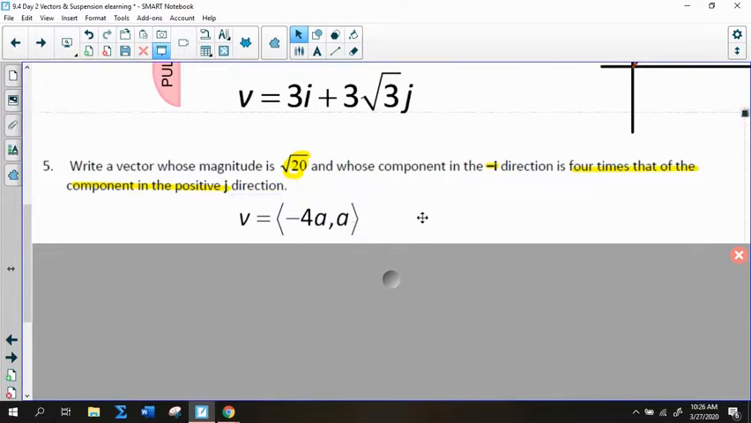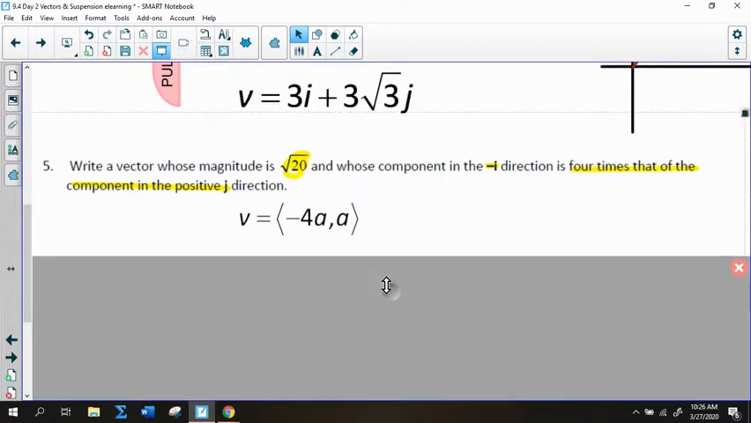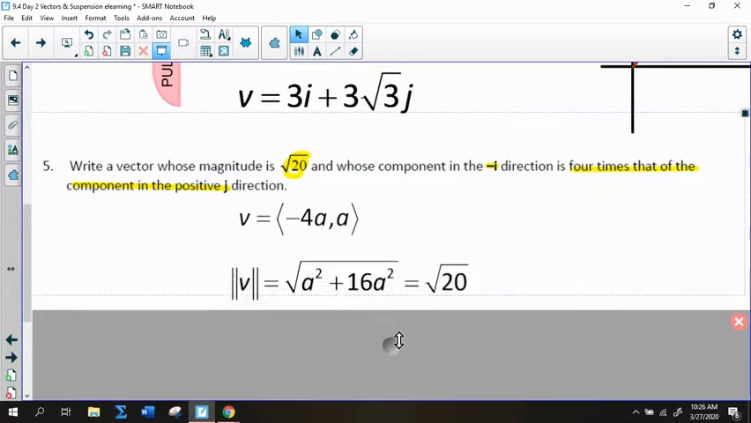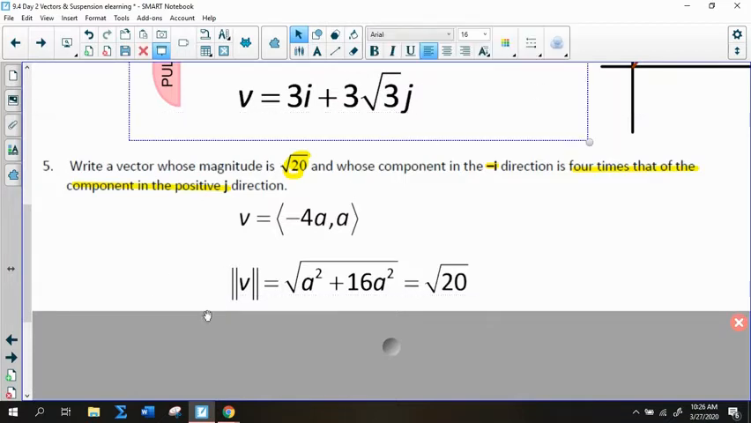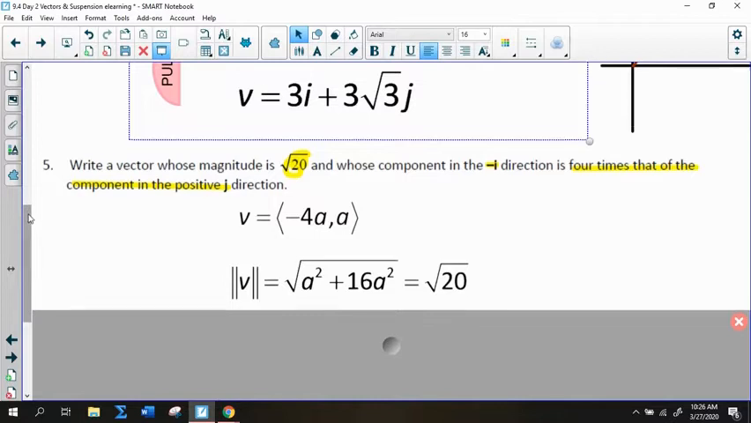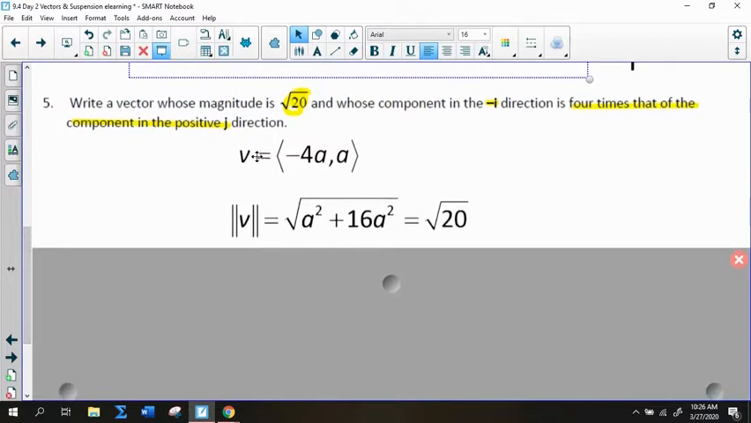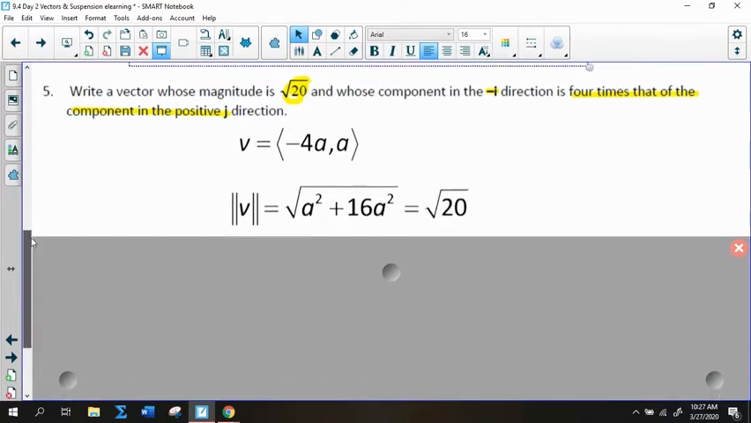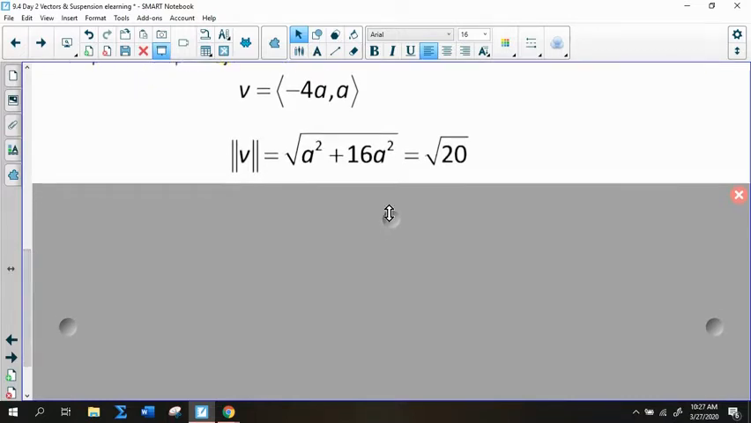I'm calling this a. And then I'm going to use Pythagorean theorem and use the answer or the magnitude that was given to you in the problem and set up an equation. So the magnitude of this vector is the square root of a squared plus 16a squared. So remember to square the negative 4 as well. So this is the magnitude of the vector I set up, but this was the magnitude that was given. So now I'm going to use that information to solve this equation.